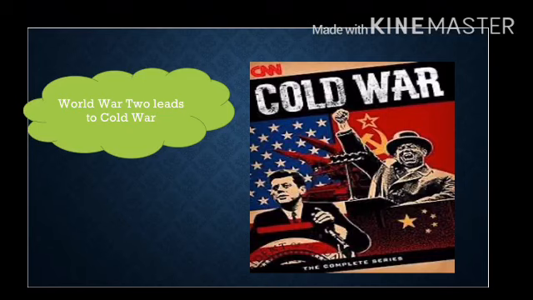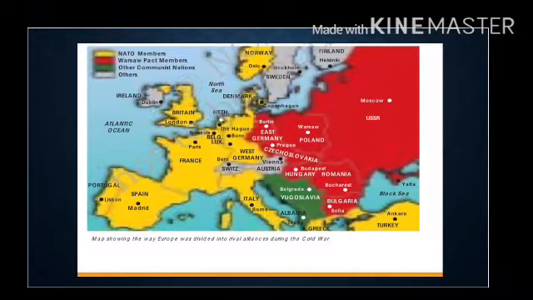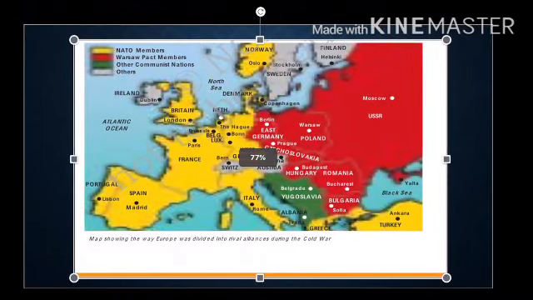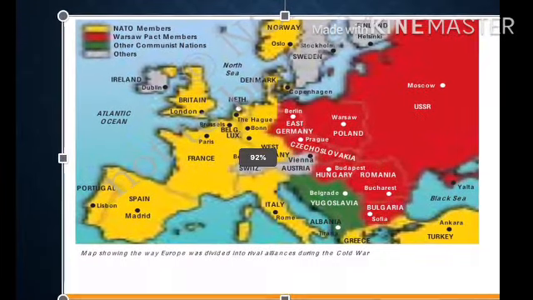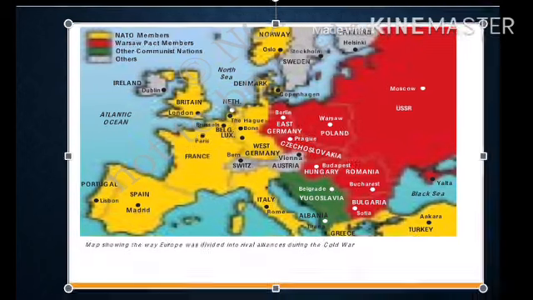We studied that Europe was the main arena of the conflict between the two superpowers, and Europe was also divided. It is a negative perception of Europe. This map describes how Europe was divided into rival alliances during the Cold War. Europe was divided into parts: those in NATO, those in the Warsaw Pact, and the other communist nations or others.